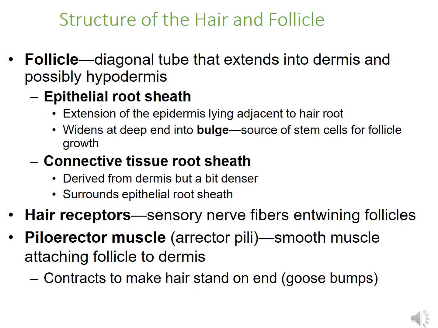Structure of the hair and follicle. The follicle is a diagonal tube that extends into the dermis and possibly the hypodermis. The epithelial root sheath is an extension of the epidermis lying adjacent to the hair. The root widens at its deep end into the bulge, the source of stem cells for follicle growth. The connective tissue root sheath, derived from the dermis but a bit denser, surrounds the epithelial root sheath. Hair receptors are sensory nerve fibers entwining follicles. The piloerector muscle, or erector pili, is smooth muscle attaching the follicle to the dermis; it contracts to make the hair stand on end. Goosebumps.